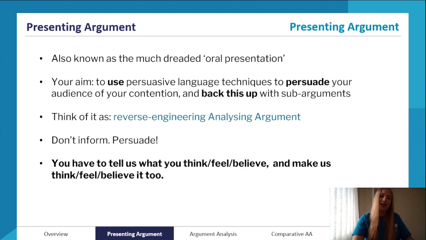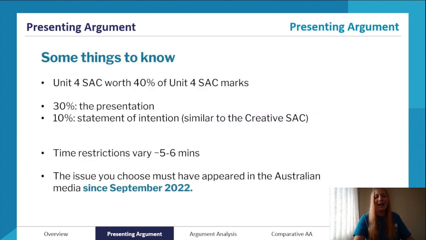So you're trying to persuade people to hold the same views as you. Whatever you're trying to make the audience think or feel or believe, you're trying to make them think or feel or believe it as well. Therefore, it's really important not to have an overload of information in your oral, but to use a lot of persuasive language techniques that are convincing, and of course have a rebuttal somewhere in there as well.